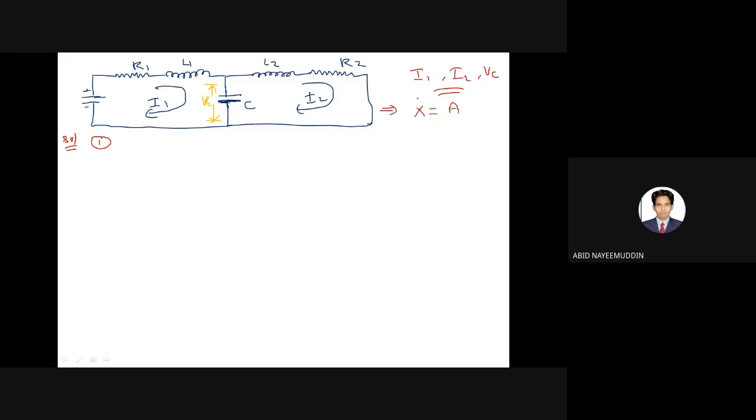State model means x dot is equal to Ax plus Bu. Whether you can bring it in this form or not, we will test you. That's it.